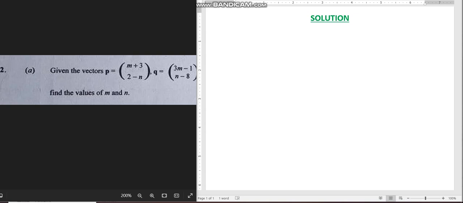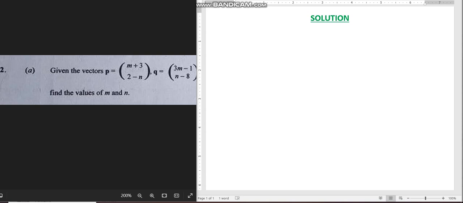In this tutorial, we'll be solving BECE mathematics questions for the year 2024. This is question 2A of the 2024 mathematics BECE questions. So without wasting much time, let's get started.